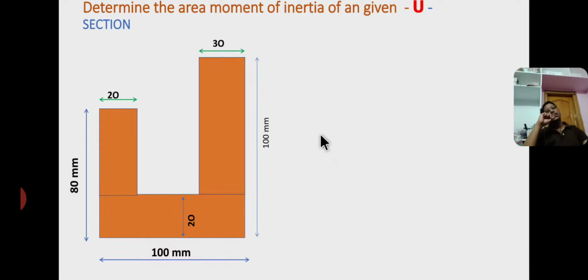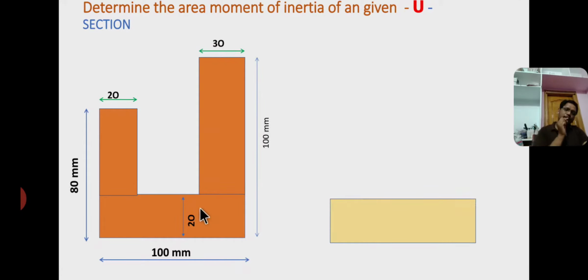The dimensions of the U section are 100 mm base, 80 mm left side height and 100 mm right side height, and thicknesses 20 mm and 30 mm. This is also 20 mm.